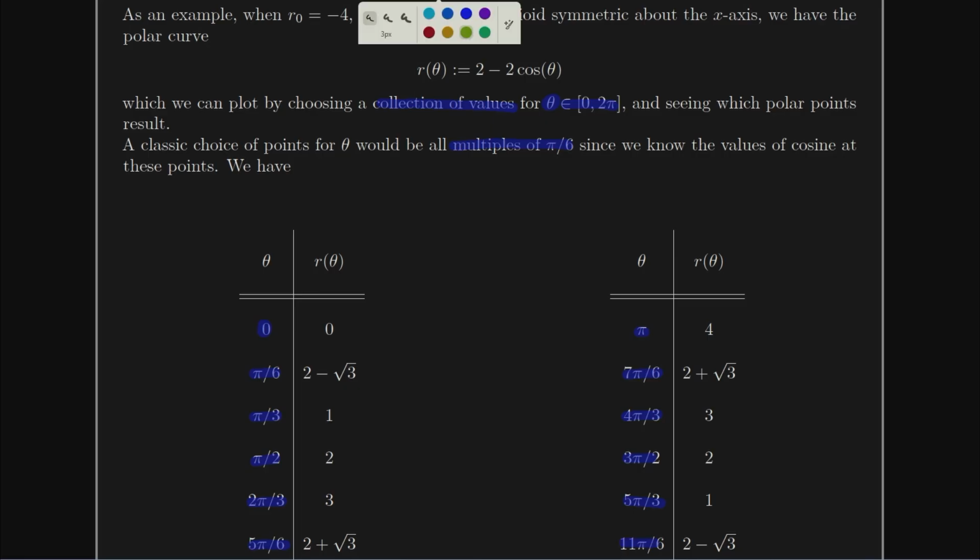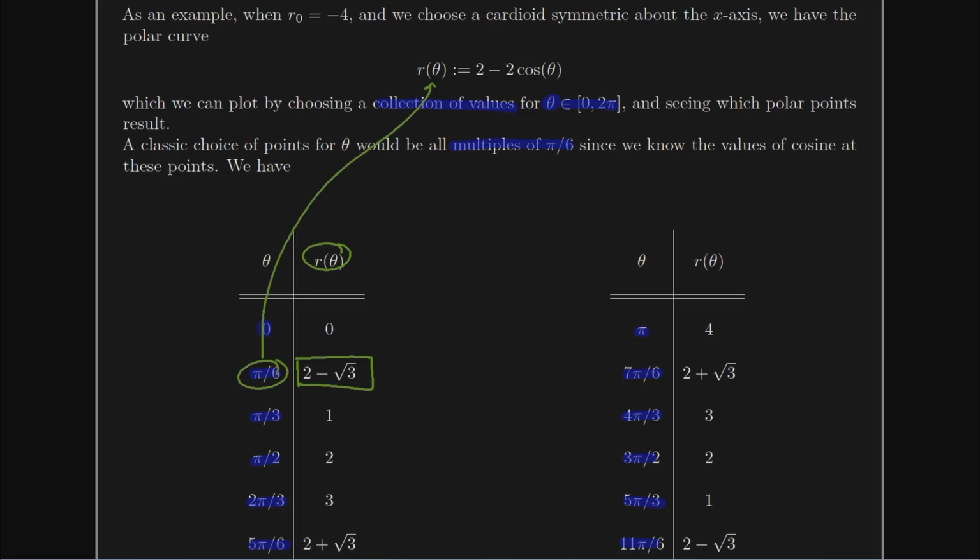And so where do the numbers for r come from? Like, for example, the first non-trivial one, 2 minus root 3. Well, I'm just going to plug this pi over 6 in for theta. And what do I get? Well, r of pi over 6 happens to be 2 minus 2 cosine pi over 6, and cosine of pi over 6 happens to be root 3 over 2. So this is 2 minus 2 times root 3 over 2, and the 2 cancels with the 2 in the denominator. I get 2 minus root 3.